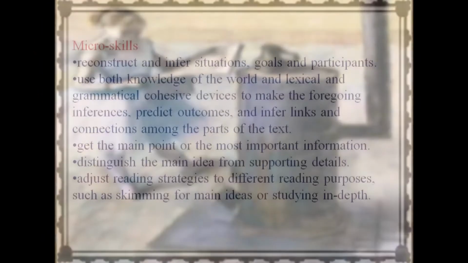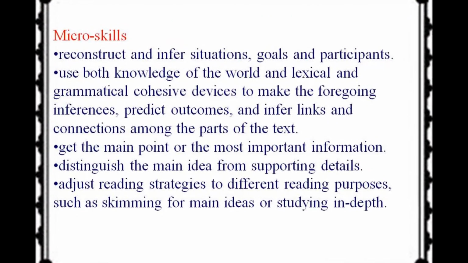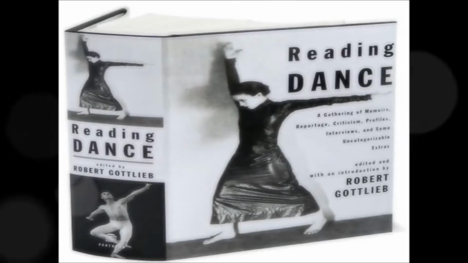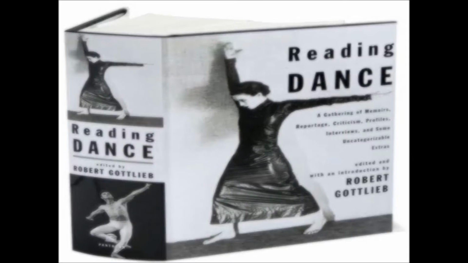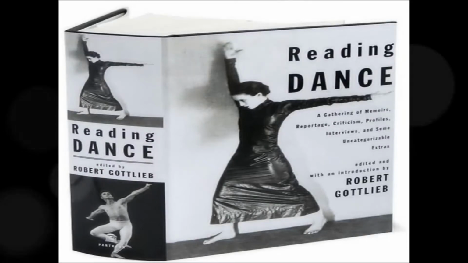Reconstruct and infer situations, goals, and participants. Use both knowledge of the world and lexical, grammatical cohesive devices to make the foregoing inferences, predict outcomes, and infer links and connections among the parts of the text. Get the main point or the most important information. Distinguish the main idea from supporting details. Adjust reading strategies to different reading purposes, such as skimming for main ideas or studying in depth.